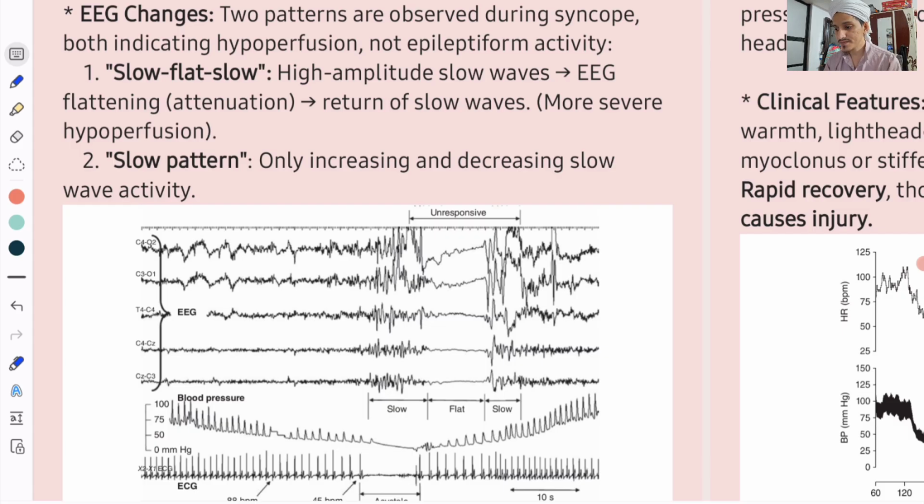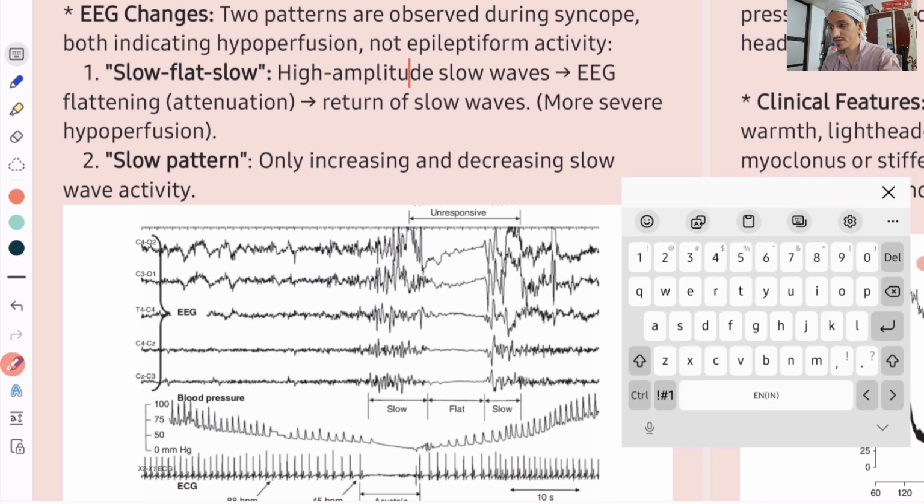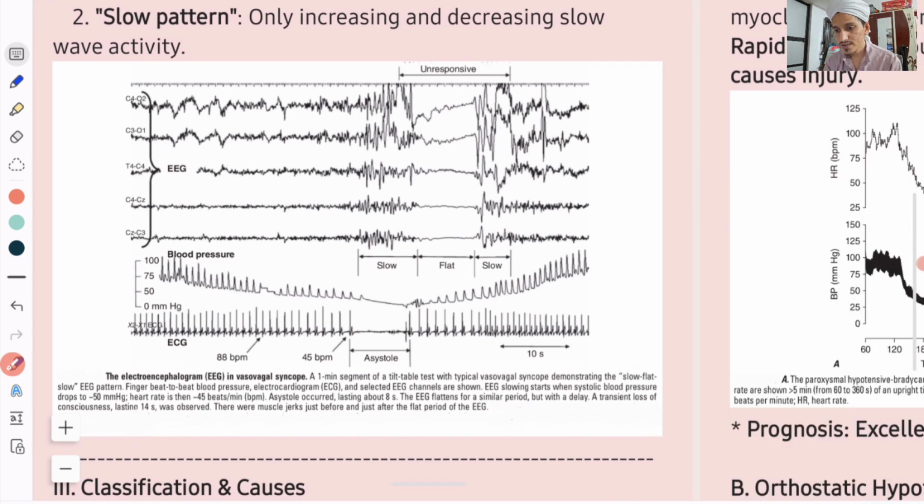And also you can notice here, this is taken in a patient undergoing a tilt table test. What is a tilt table test? We'll learn. BP gradually decreases when the table is raised to approximately 70 degrees, and a time comes when the BP will fall below 50. At that time there will be appearance of slow waves. Then the BP will rise. Okay, this is the first one.